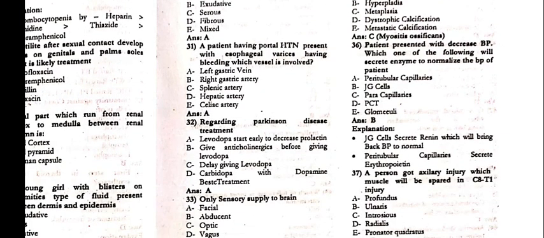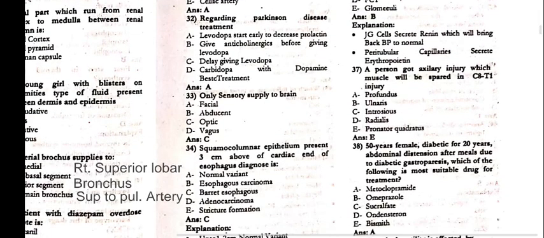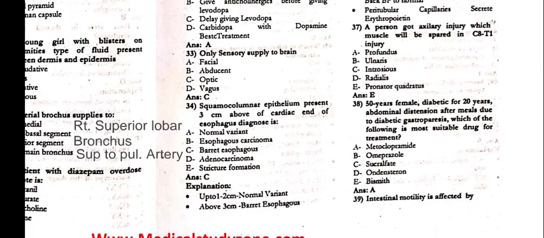36, the patient presented with decreased BP. Which of the following will secrete enzyme to normalize the BP? The answer is juxtaglomerular cells. 37, the person got injury. Which muscle will be spared in the C8 injury? That is the pronator quadratus.